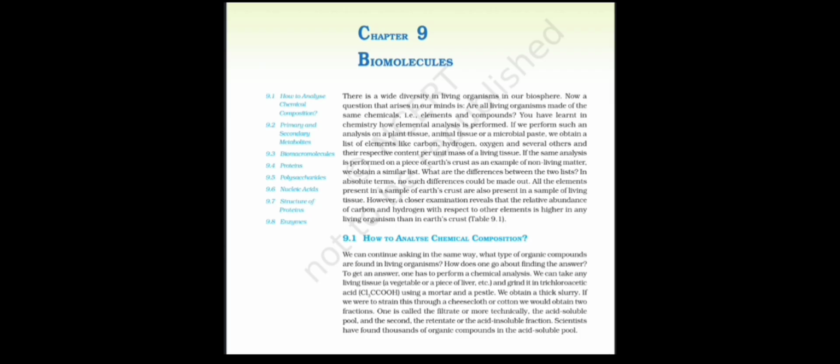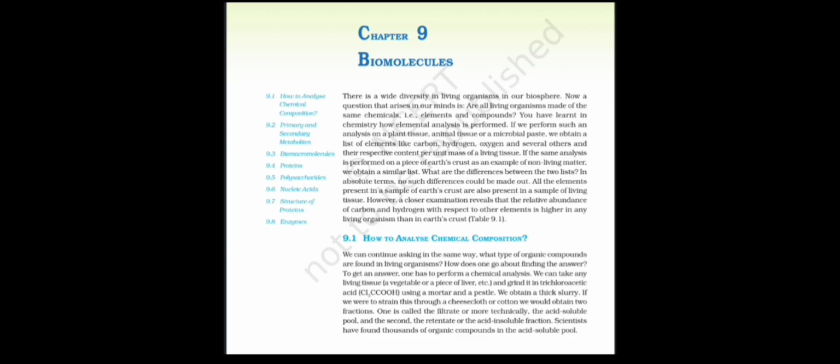How to analyze chemical composition? We can continue asking in the same way, what type of organic compounds are found in living organisms? How does one go about finding the answer? To get an answer, one has to perform a chemical analysis. We can take any living tissue, a vegetable or a piece of liver, etc., and grind it in trichloroacetic acid, Cl3CCOOH, using a mortar and a pestle. We obtain a thick slurry.